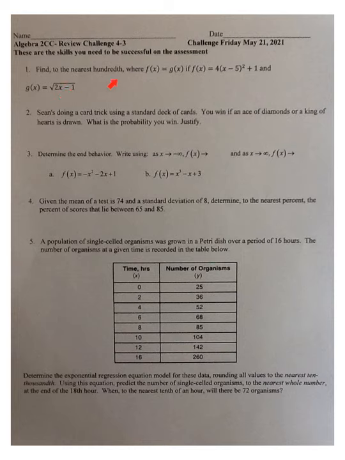So again, we want to find where they are equal to each other. And it's really saying where y equals y. Okay, so you want to set them equal to each other, f of x and g of x. So you want to take f of x, which is 4 times x minus 5 squared plus 1, and set it equal to the square root of 2x minus 1.